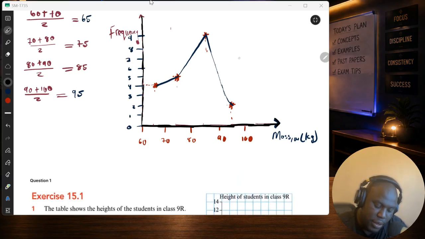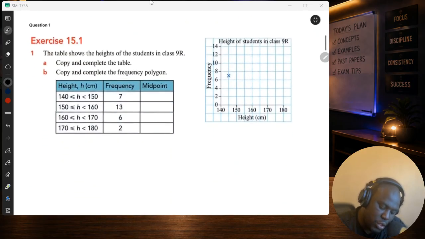And the other thing that I want you to do as you're submitting your work is make sure these lines are straight. You do them with the ruler. You join your points nicely when you do it, okay? So here's another one. Let's see how it goes.